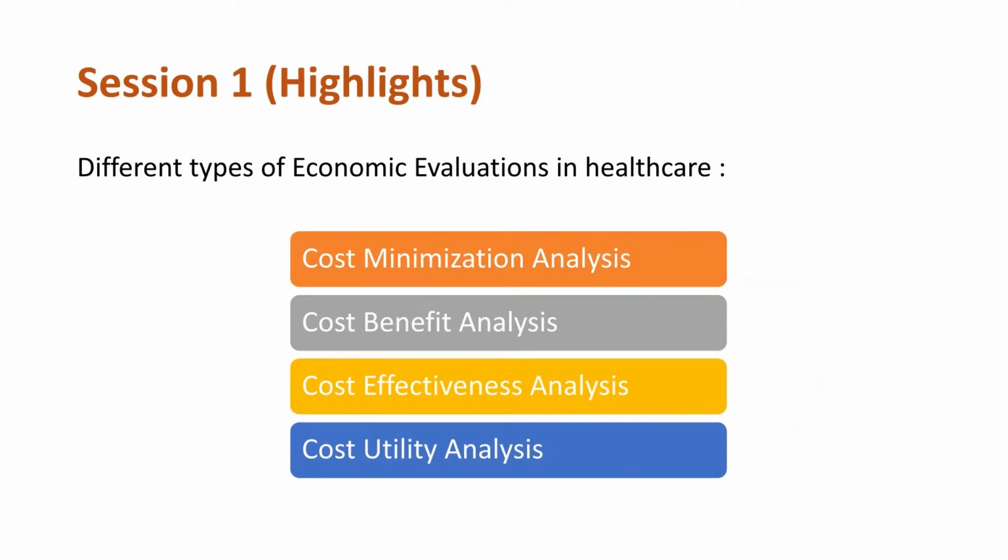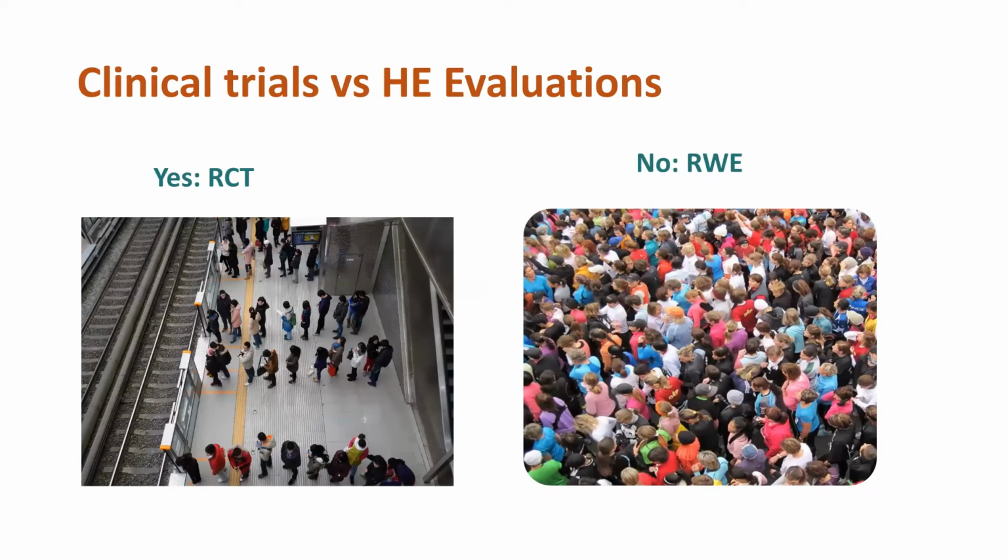We also discussed the different types of economic evaluations: cost minimization analysis, cost benefit analysis, cost effectiveness analysis, and cost utility analysis, which is the most commonly used. We also discussed the differences between RCTs and real world evidence, and how we use evidence from both to create models that can inform decision making.